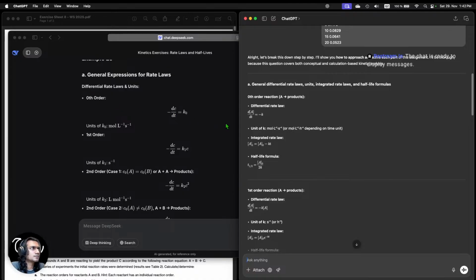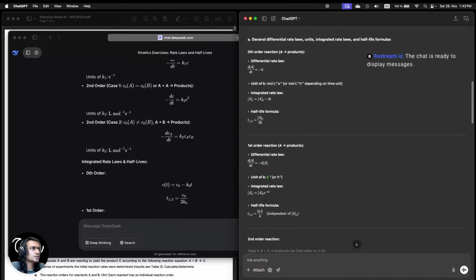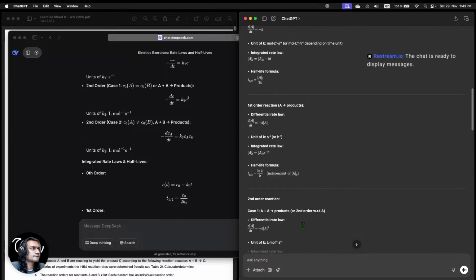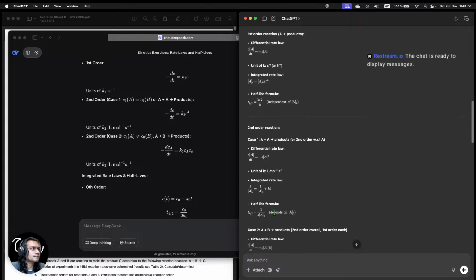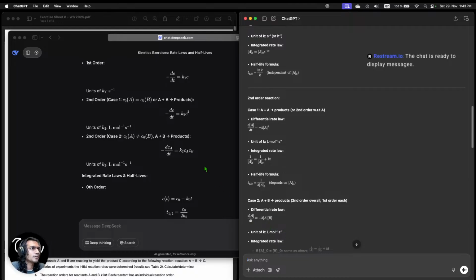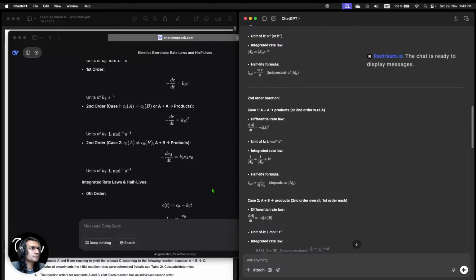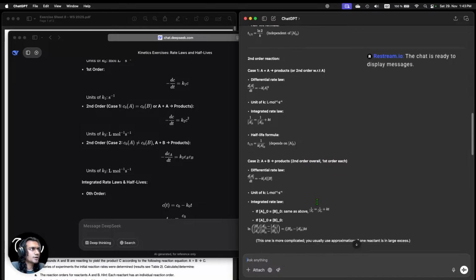These are differential rate laws, okay. Is it the same? Case 2, A plus B, yeah, okay. k2. These are the times where I'm pretty confused.